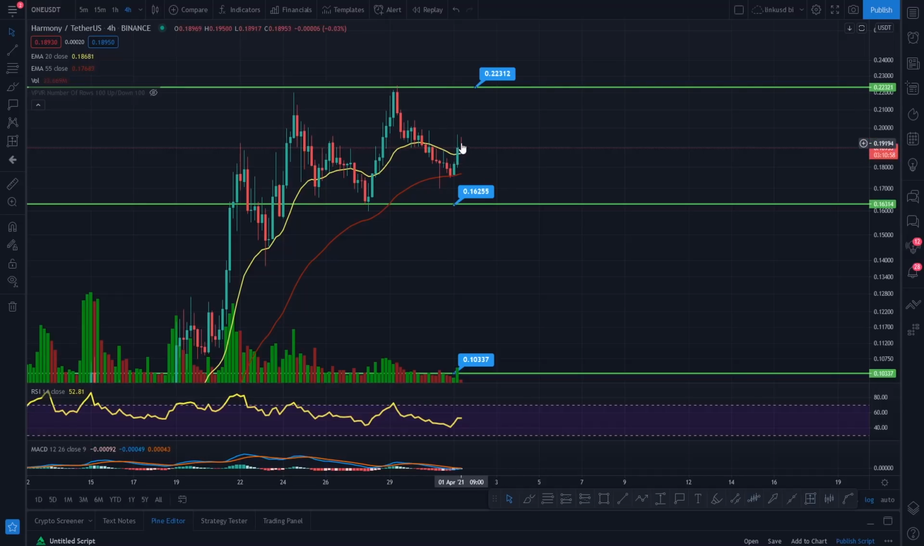So from here you could effectively say you're going to march on. You're definitely going to be looking at a retest of that, given that structure, given that close above this yellow line. Okay, you're potentially looking at more upside here for Harmony.